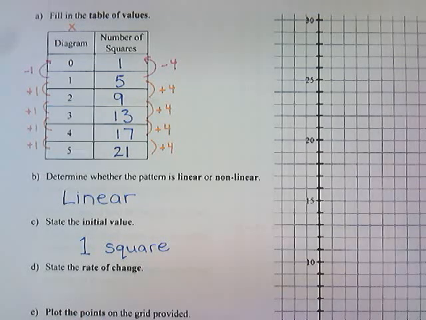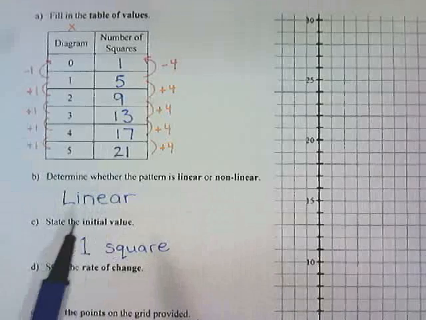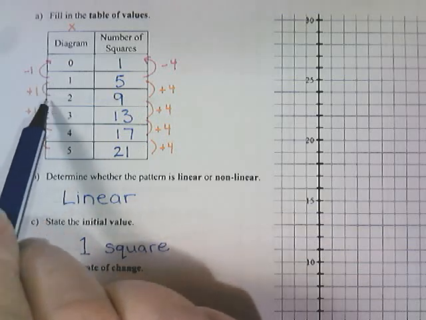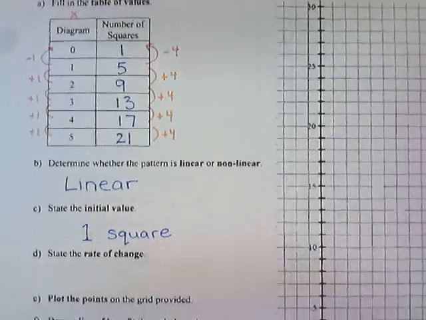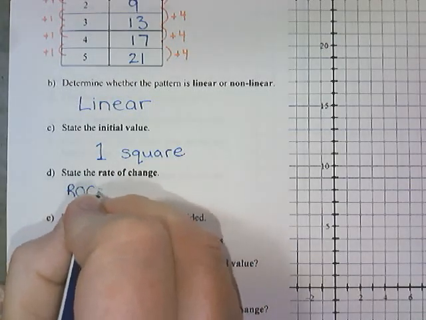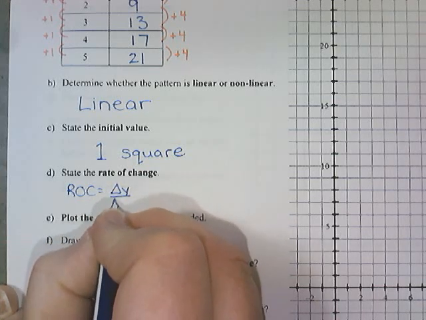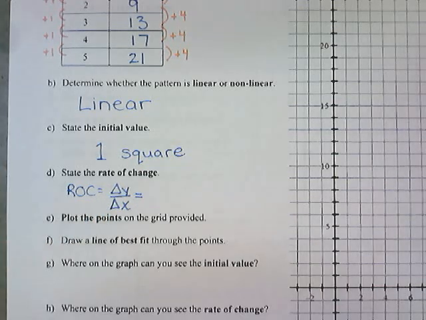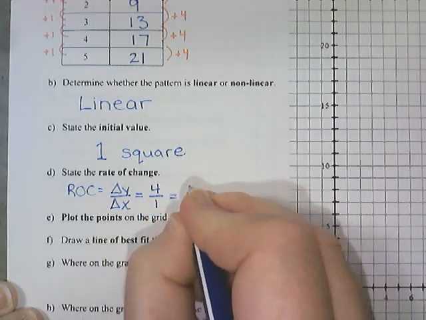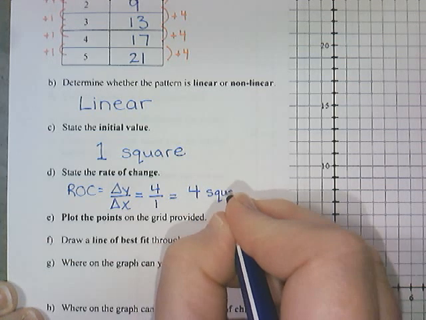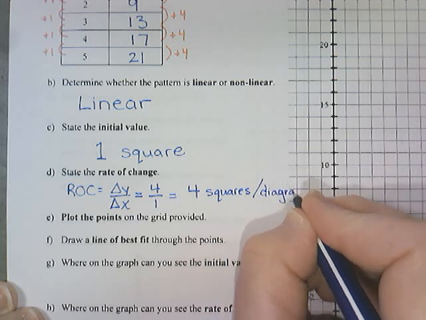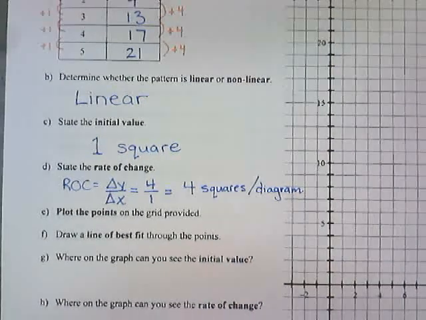The rate of change is how much we are going up by for every 1 on the X side. So we are going up 4 squares per diagram. So to do rate of change, we often do delta y divided by delta x. I normally don't like writing my equal signs all beside each other, but I don't have enough space. So it is 4 divided by 1, which is 4 squares per diagram. So we are going up 4 squares for every diagram we add on.